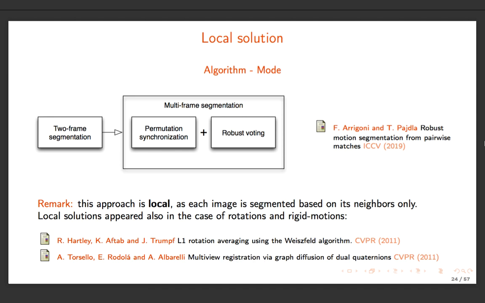To sum up, the method presented so far starts with different two-frame segmentations and then combines these partial results in order to get a multi-frame segmentation. First, permutation synchronization is performed to fix the permutation ambiguity. Then, robust voting is done in order to handle noise. Observe that this approach is local as each image is segmented based on its neighbors only. Local solution previously appeared in the literature in the case of rotations and rigid motions.